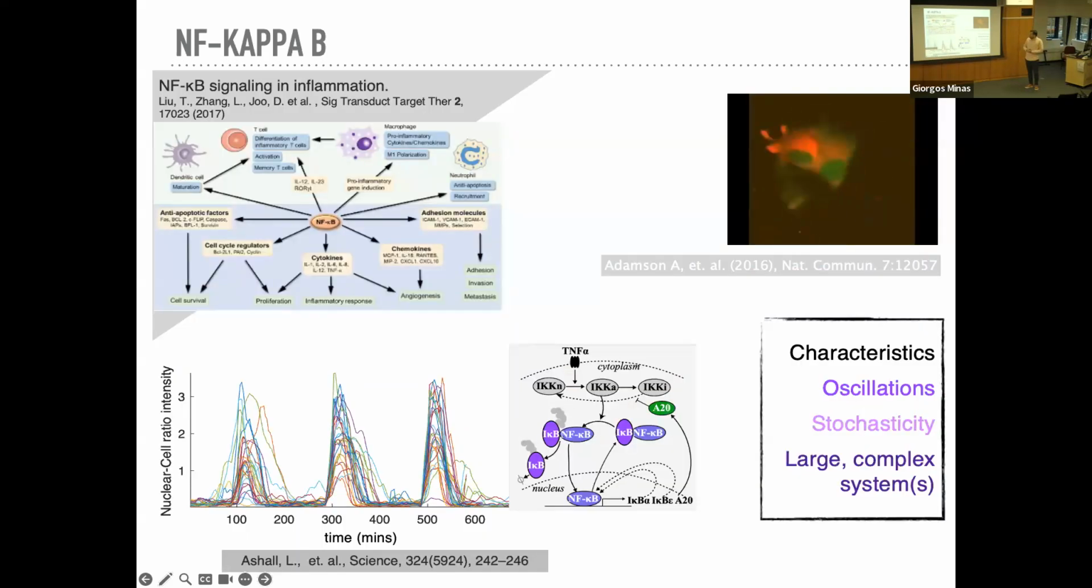And again, the general characteristics are very similar. It also has this periodic behavior, typically oscillations of about 100 to 200 minutes, involves multiple genes and multiple molecules interacting, and it's quite stochastic, very noisy and so on.